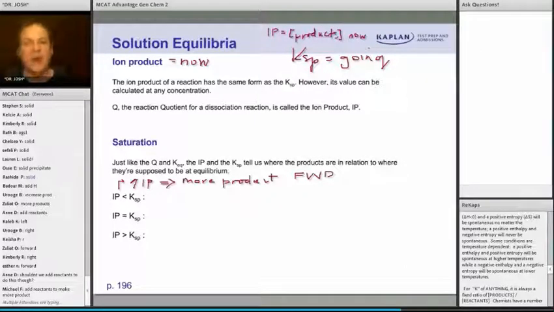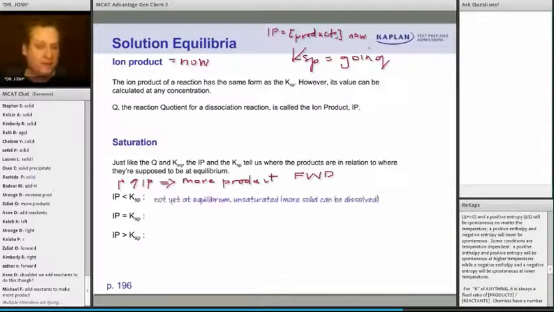Note, you guys are starting to throw in Le Chatelier. Remember, adding concentration, adding reactants, that's if it's at equilibrium. If we're looking at IP less than KSP, it's not equilibrium. We're not going to be worrying about concentration change. At this point, we've got to get to the equilibrium beforehand. So we call this unsaturated. More of the solid that's already there can dissociate. If you put more in, it keeps dissociating.